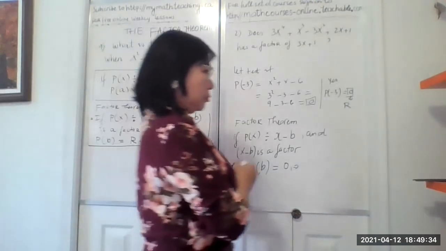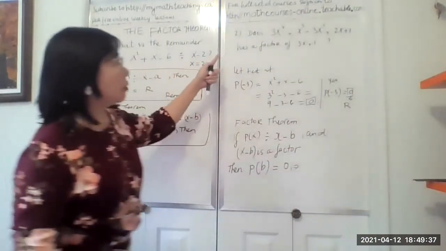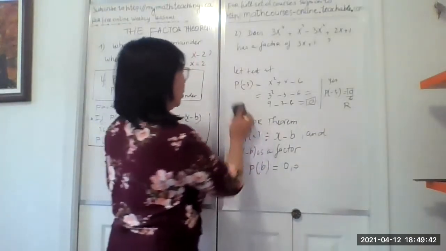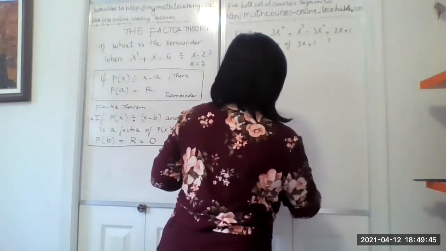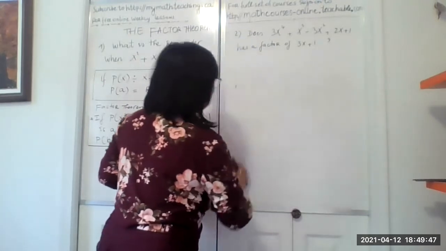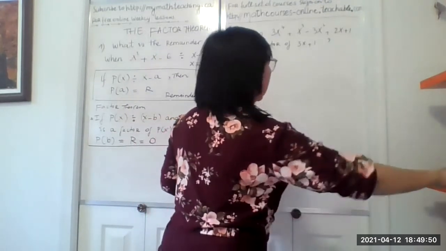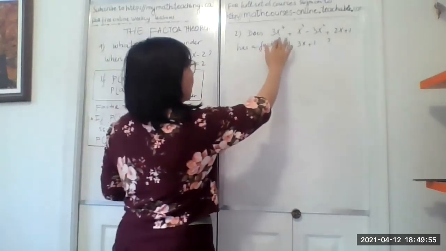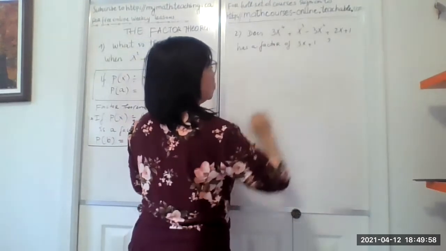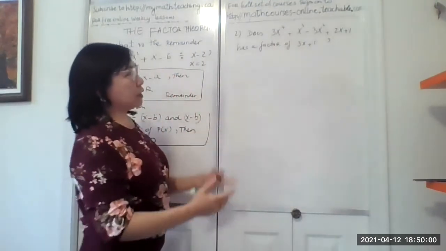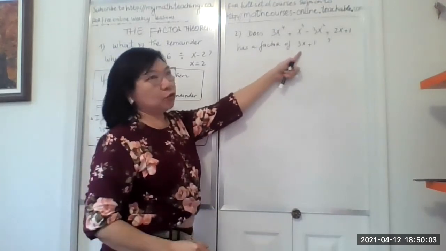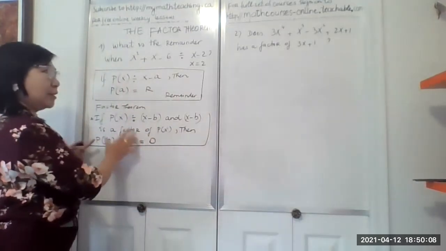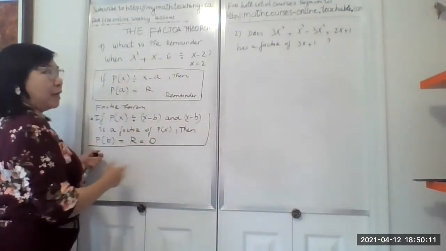So I'm going to help you to answer number two I posted here, right? All of this is the fact about the factor theorem. So let's find out how we will answer this question two here. The question asks, does 3x to the power 4 plus x to the power 3 minus 3x squared plus 2x plus 1 have a factor of 3x plus 1? And how do we do that? What we do is use this factor theorem we figured out.